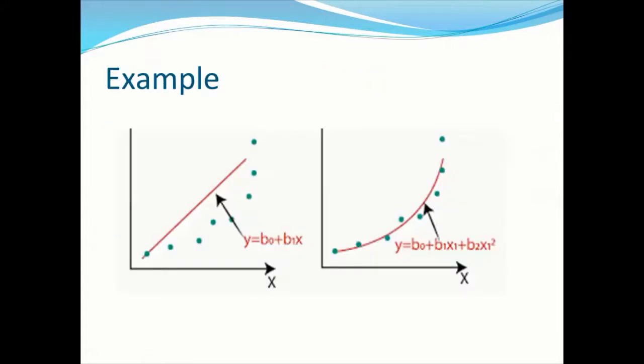So here we can see that we have some data points plotted, and we can have a linear line, and one is this parabolic line. We can see that the parabolic line fits best in this case. So basically this equation y is equal to b0 plus b1 x1 plus b2 x1 square will give a better result when trained.